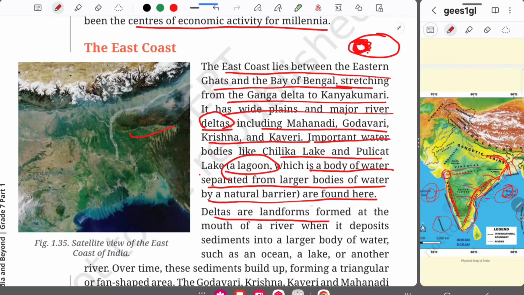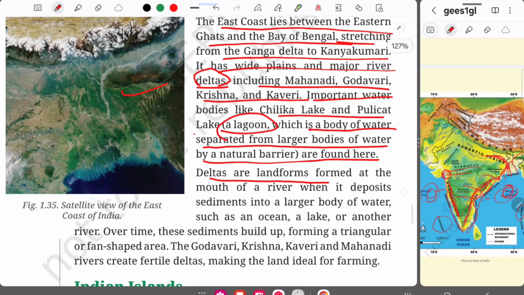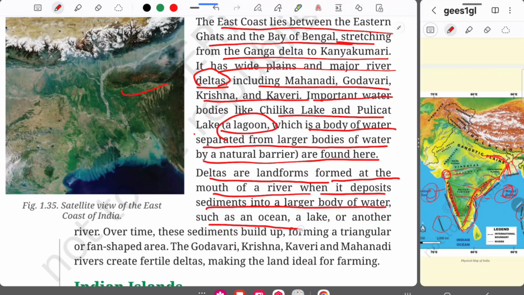And deltas are landforms. See, I have already told you, isn't it? Deltas are landforms formed at the mouth of a river when it deposits sediments into a larger body of water such as an ocean, lake or another river. This river is coming, it has been divided into multiple streams, isn't it? And this triangular shaped landform here is known as a delta. They have large deposits of sediments, forming a very fertile land.